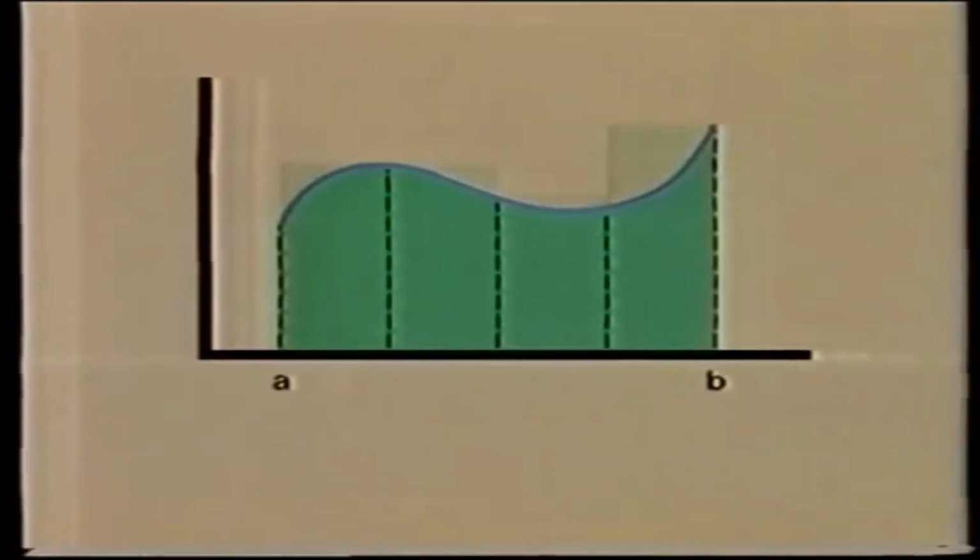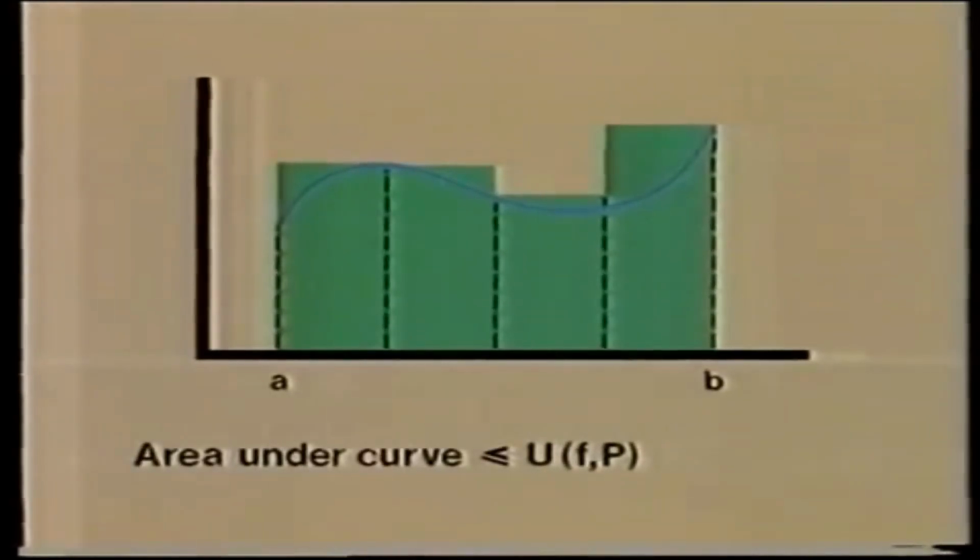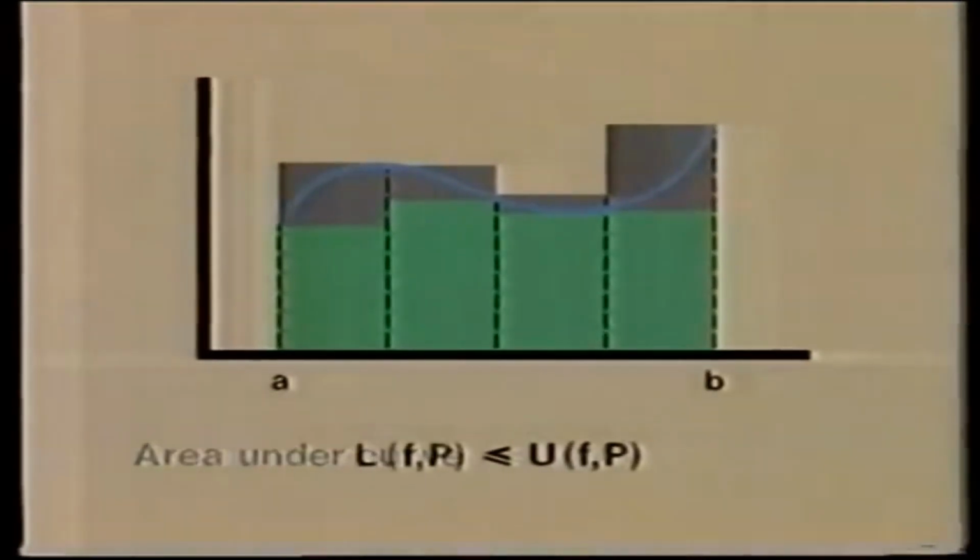First, we erect on each subinterval the smallest rectangle still enclosing the curve. We call the sum of the areas of these rectangles the upper Riemann sum for the function f with respect to the partition P, and we denote it by U(f,P). Certainly, the area under the curve is less than U(f,P). Similarly, we form the lower Riemann sum L(f,P), the sum of the areas of the largest rectangles which will fit under the curve. And the lower sum L(f,P) is less than or equal to the upper sum U(f,P).